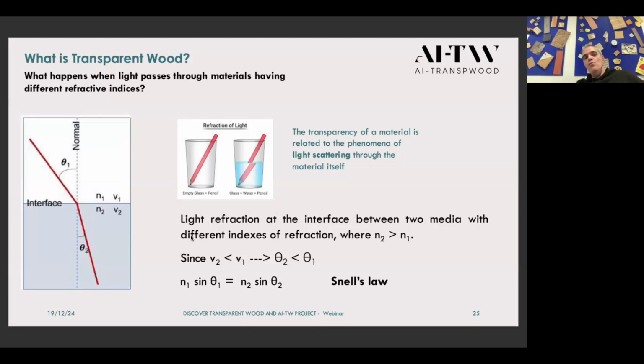There are some laws behind this behavior, but usually the material transparency is strictly related to the possibility of avoiding any deviation of the light while the light crosses the material itself. This deviation is called scattering.